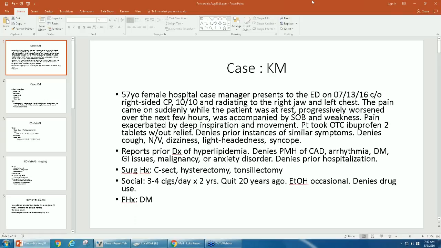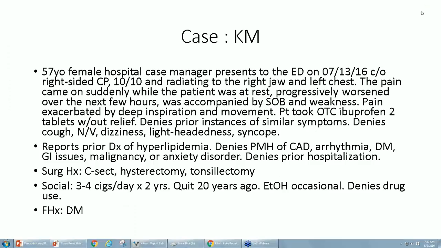So this was a patient seen across the street at Tampa Memorial Hospital. She was a 57-year-old hospital case manager who presented to the emergency department on the 13th of July with right-sided chest pain, which she described as 10 out of 10, radiating to the right jaw and left chest. The pain was of sudden onset while she was at rest and progressively became worse to the 10 out of 10 with which she presented.